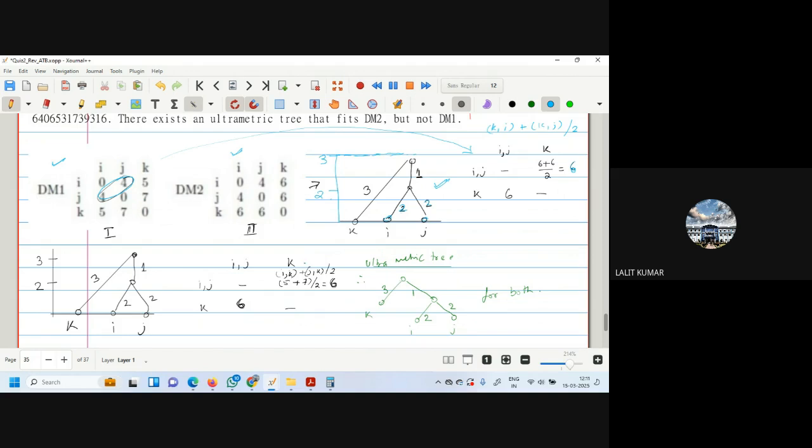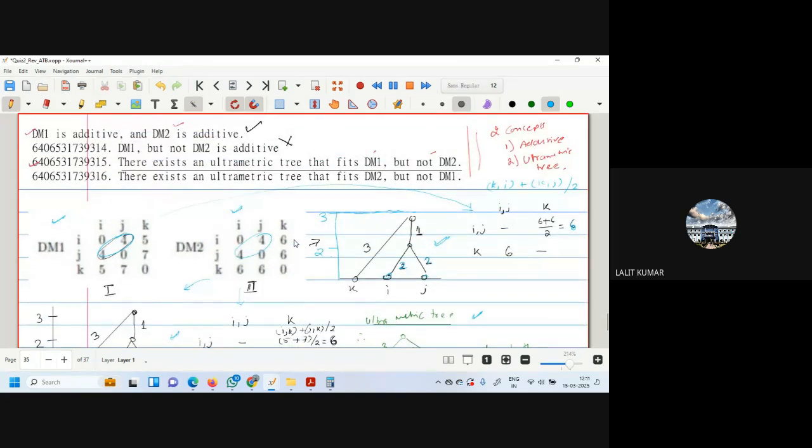Okay, so I consider you have understood. Now, similarly, when you build for DM2 also, you get the same tree. You get 4 and 4. So you put 2 and 2. Then you reduce it. You will get again 6 and 6. You get the same ultrametric tree. So in both the cases, you are getting the same ultrametric tree.